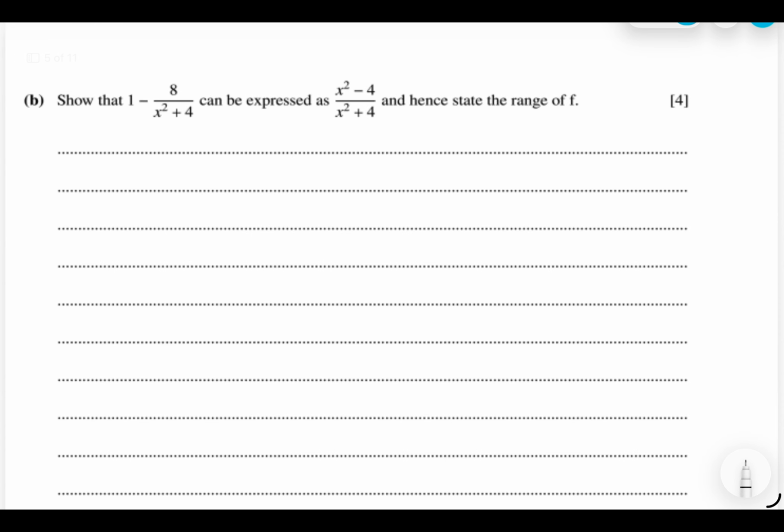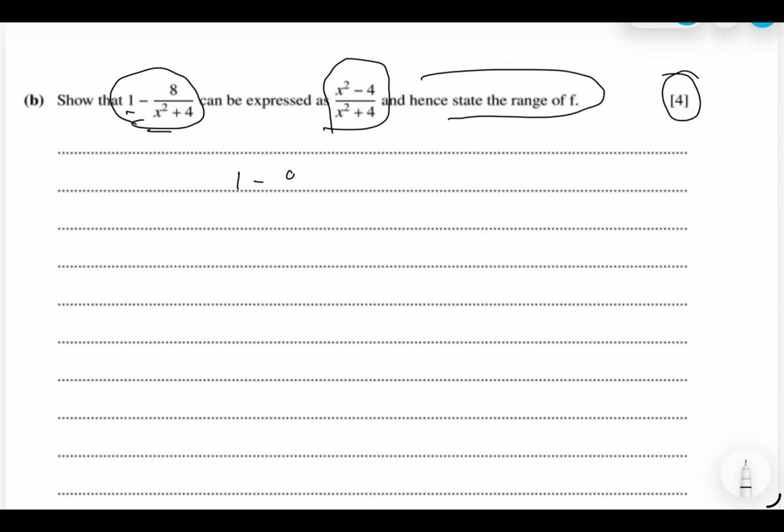All right, so we have this. Show that 1 minus this can be expressed as this, hence state the range of the function f. 4 mark question. Very easy for you. We will do it together. Okay. So we have this.